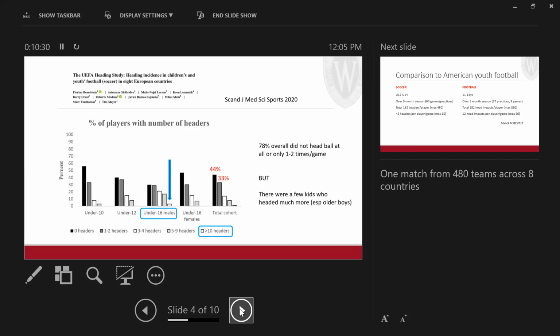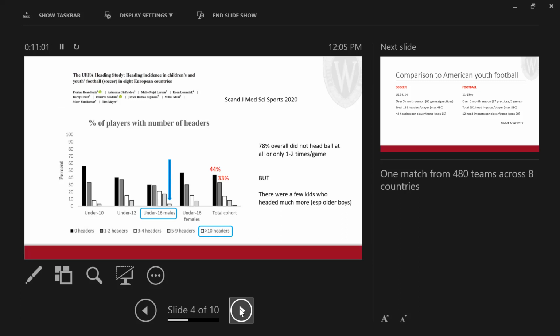So the black box is they didn't head the ball at all. This one is only 1 to 2 times, 3 to 4, 5 to 9, and then there were only some of these older groups where they actually had it more than 10 times. But almost 80% of kids in this study didn't head the ball at all, or only 1 to 2 times in the entire game. But there were a few kids, like in this under 16 male group, where there were a couple of kids who headed the ball quite a bit.